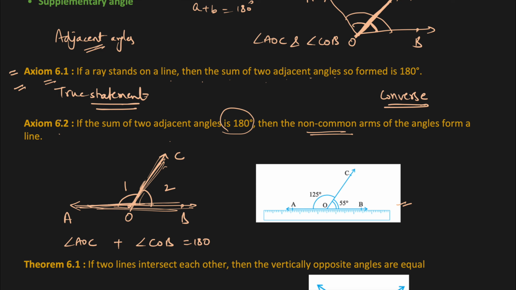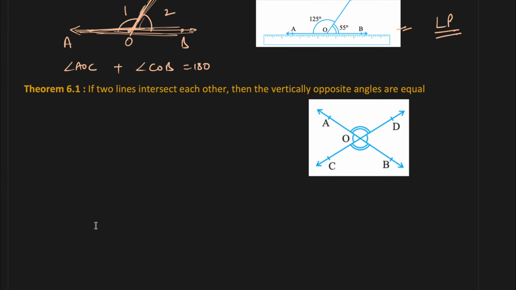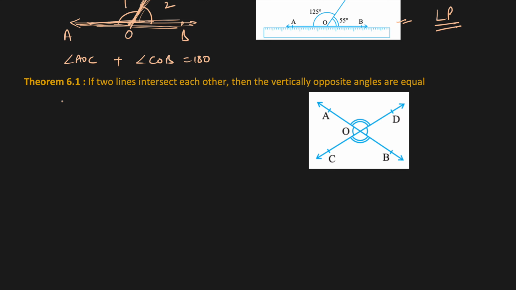So axioms 6.1 and 6.2 both have the same name. We call them the linear pair axiom. What is their name? Linear pair axiom. The shortcut for linear pair you can write as LP, and we are using it to prove the next theorem that we have in the chapter, your first theorem 6.1 in this chapter. Okay, so the theorem says that if two lines intersect each other, then the vertically opposite angles are equal. Let me explain by drawing any two lines. We took one line, line L. Another line I have taken, line M.